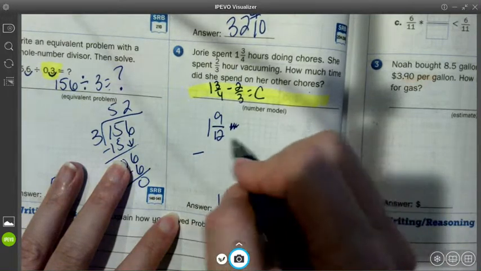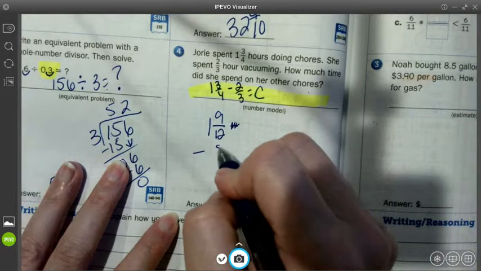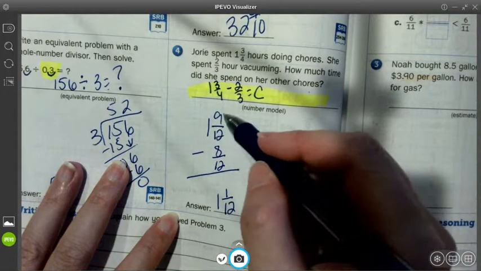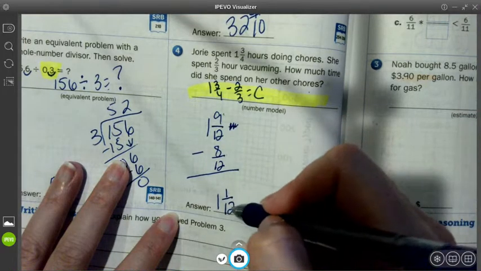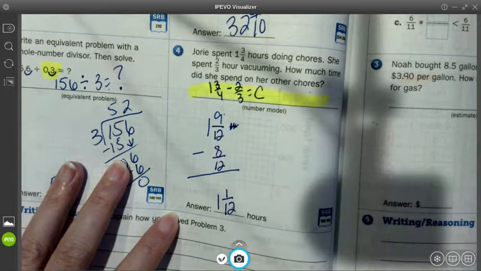But 2/3 would have become 8/12. And then just subtract down. So 9 minus 8 is that 1/12 for your numerator. And then your 1 just is brought down.